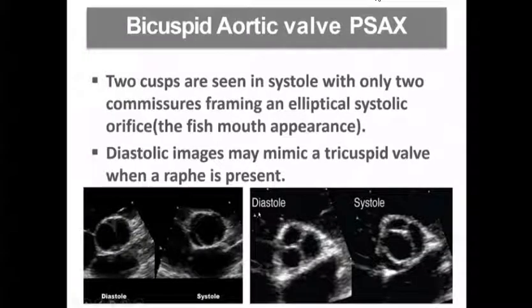So whenever you are going to comment on a bicuspid or tricuspid valve, look in the parasternal short axis view, in systole, with proper acquisition of the image. If you are not getting a proper image, you can go for TEE, where you can get a very clear-cut picture of whether it is actually a bicuspid or tricuspid valve.